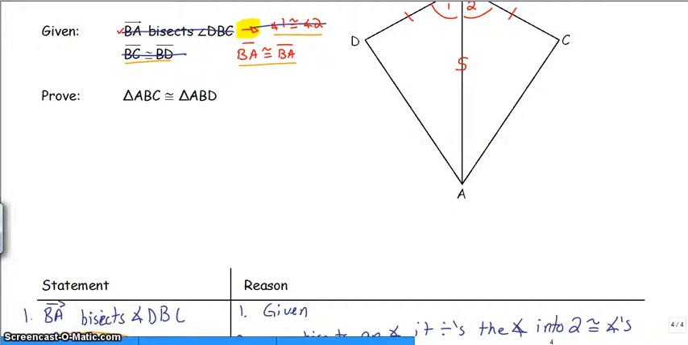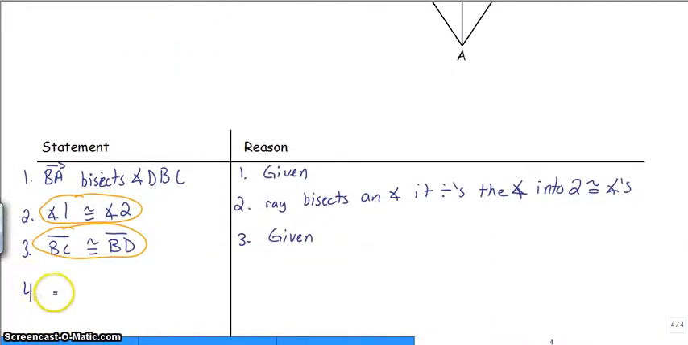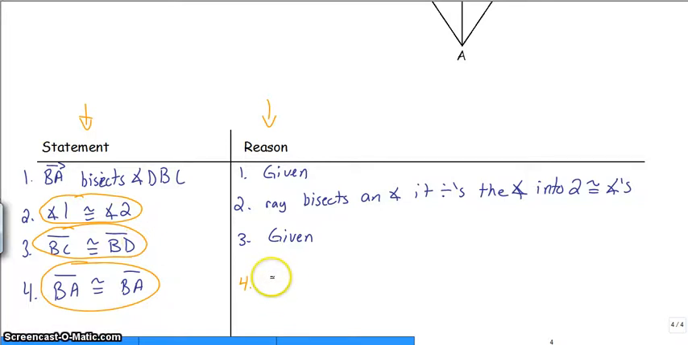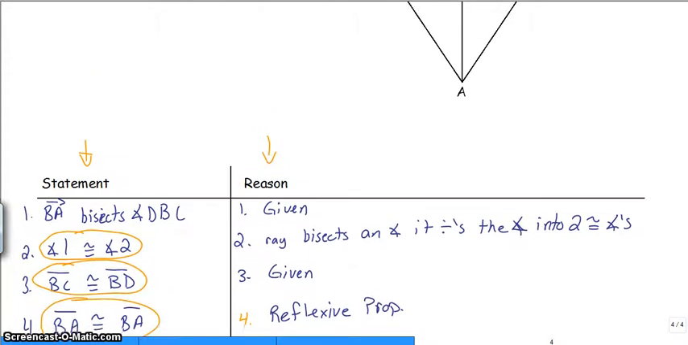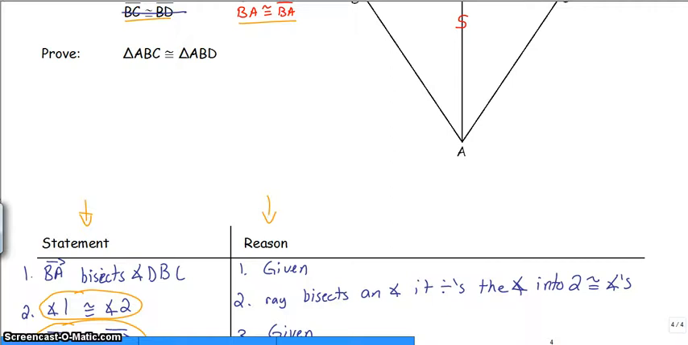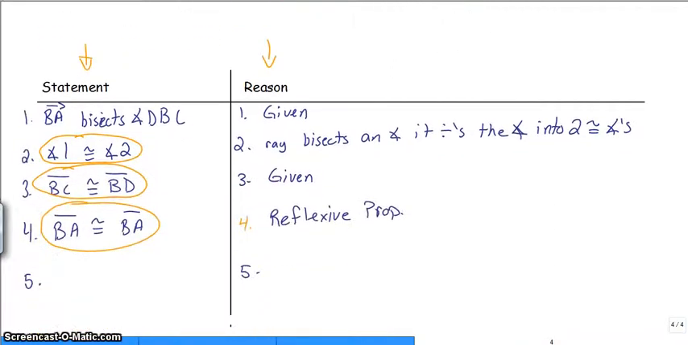My last one has to be my reflexive property. The fact that segment BA is congruent to itself. All of my congruent statements are in my statement column. My reasons are always in my reason column. The reason that these are congruent is the reflexive property. And once I have those three statements listed, I have enough to prove that my triangles are congruent. So I can go to my proof statement. It's always my last. Triangle ABC congruent to triangle ABD.